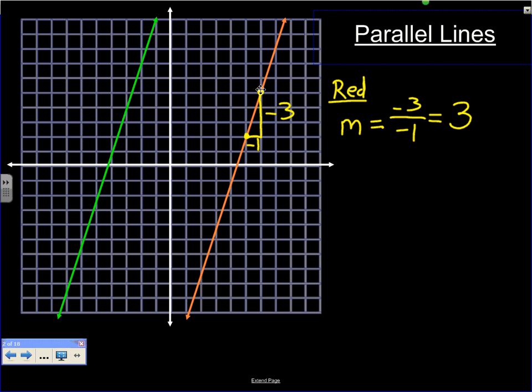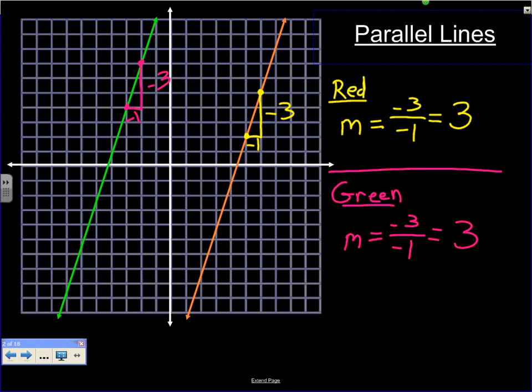And let's look at the green line now. The green line, it'll cross right here and right here. And we'll do a change in y over a change in x. The slope for the green line, the change in y was -3, and the change in x was a -1. And if we simplify that, +3 is the slope.